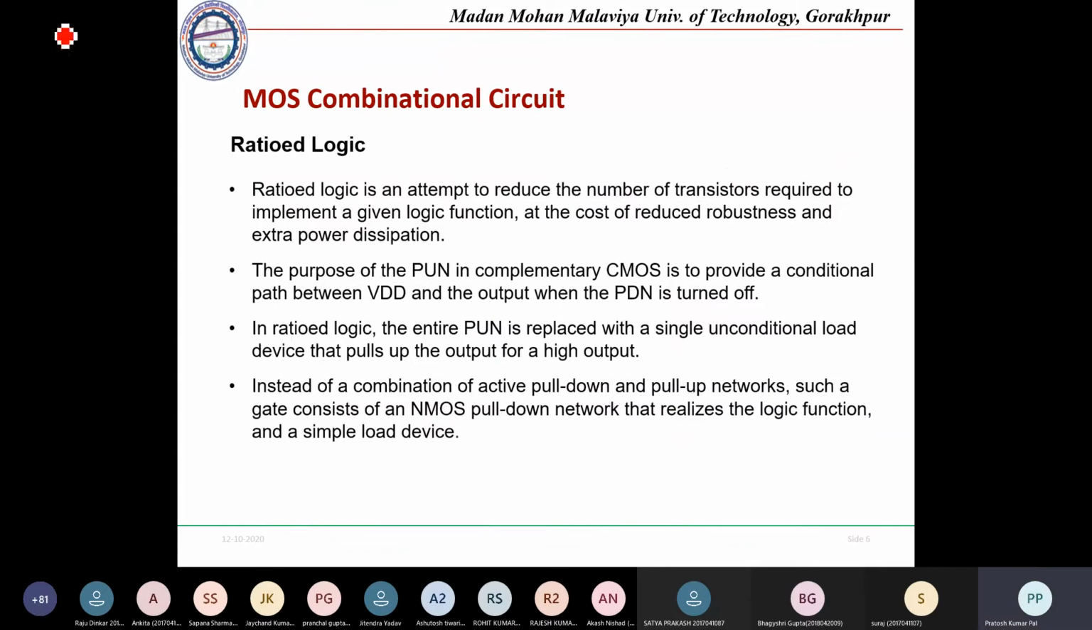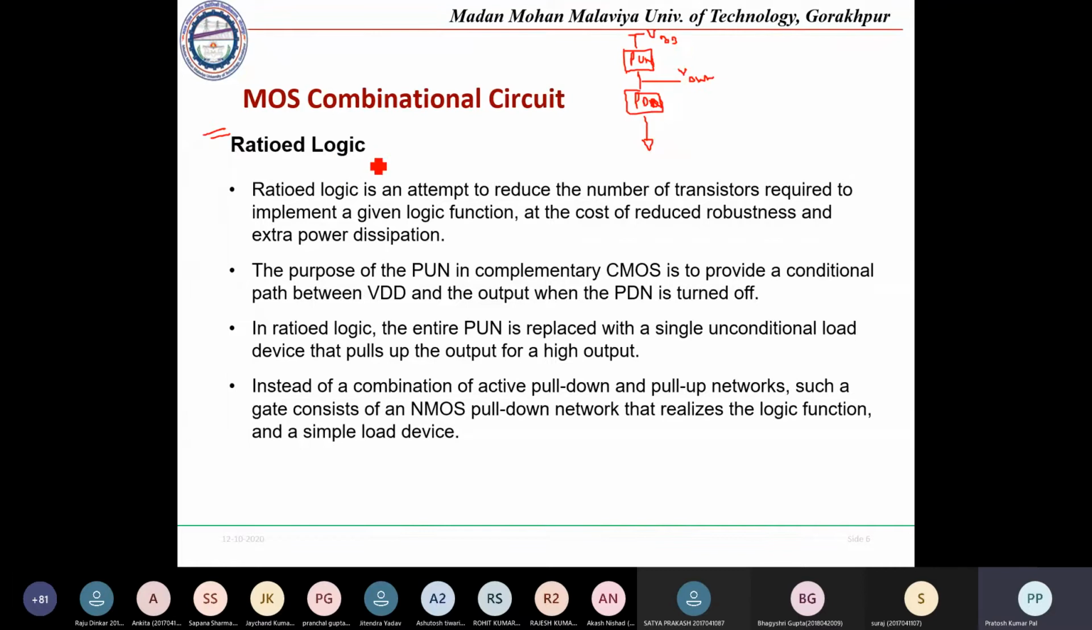One more logic that we will be studying is a ratioed logic family. In the previous slides we have seen that we are going to have a complementary CMOS logic. In that case, we require a pull-up network and a pull-down network. Here we are considering the output.